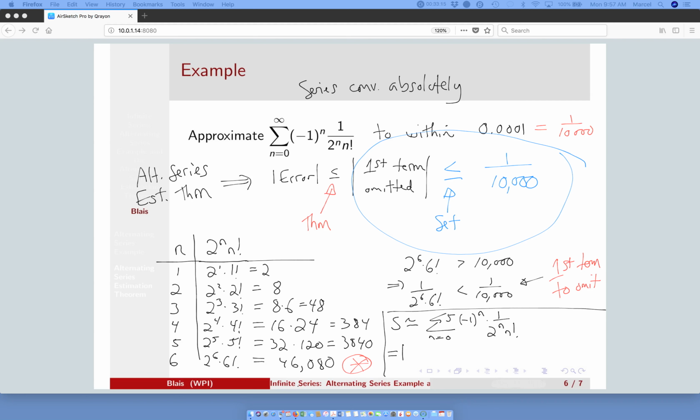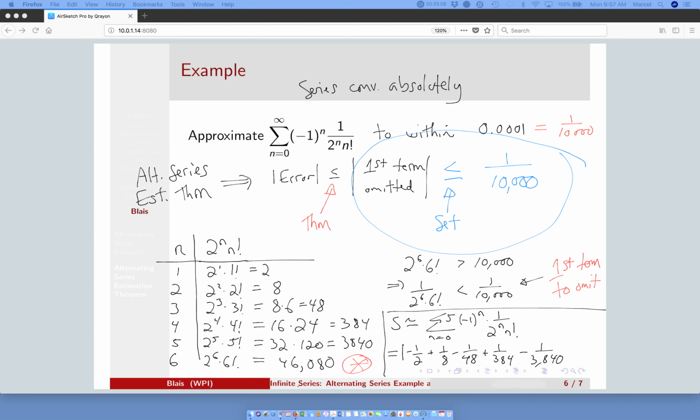And then after that, we're alternating where these terms here are the denominators. So we have 1 minus a half plus an eighth minus 1 over 48 plus 1 over 384 minus 1 over 3,840. And this, as an approximation to this series, has an accuracy within 1 over 10,000, as we were asked.